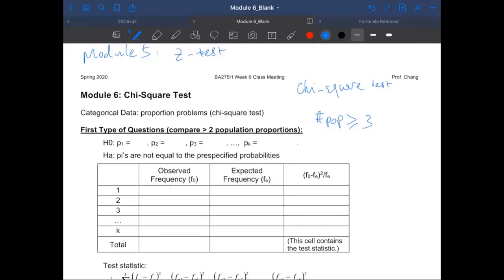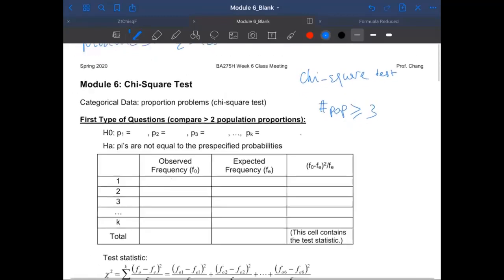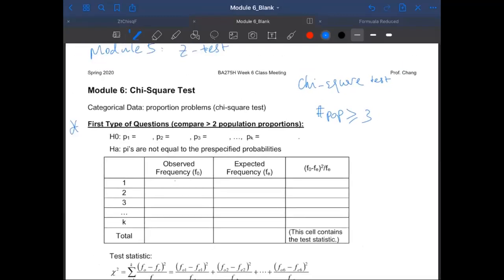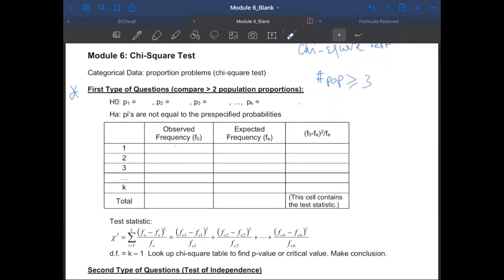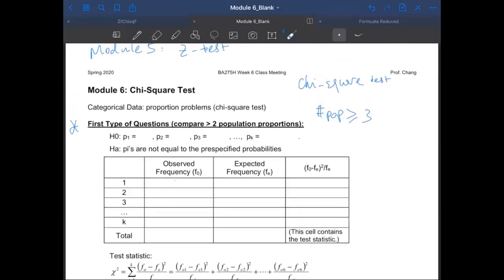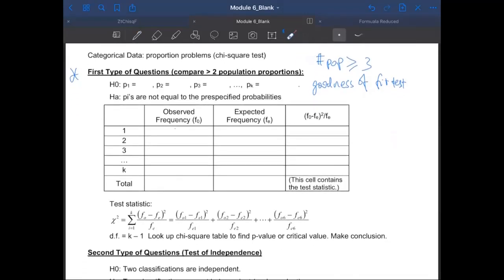And as you can see in the handouts I'm sharing with you guys, there are two types of problem we're going to talk about here. The first type of question you're going to see is when you try to compare more than two populations. So that's exactly what I'm saying, at least three, right? So this is the first type of test. And for this type of test, some other textbooks call it the goodness of fit test. Goodness of fit. And so this is the first scenario we are going to use the chi-square test.